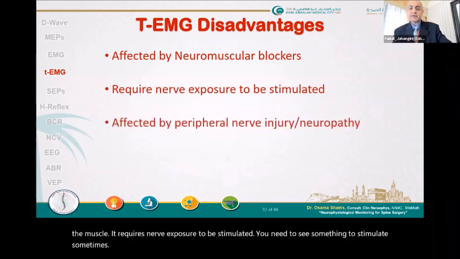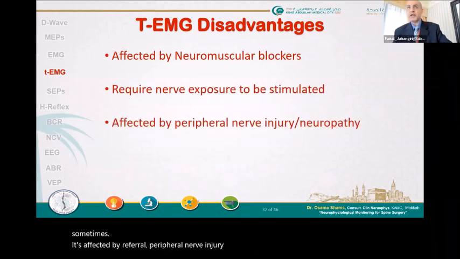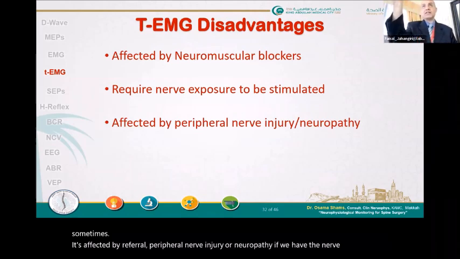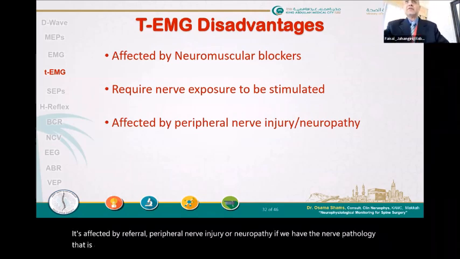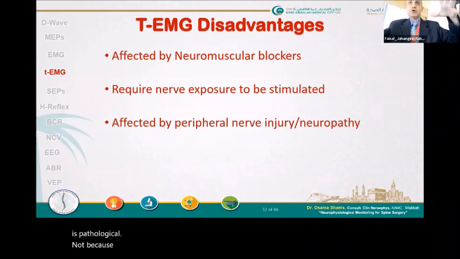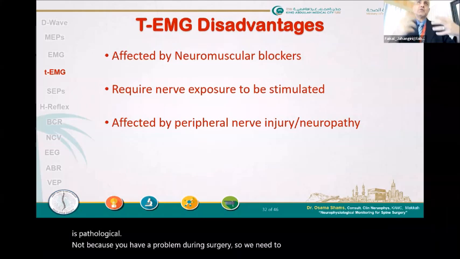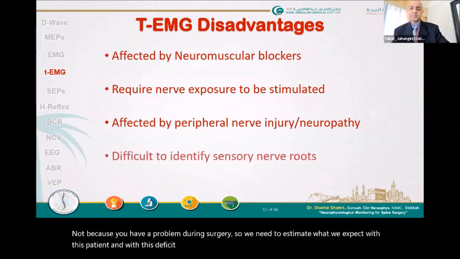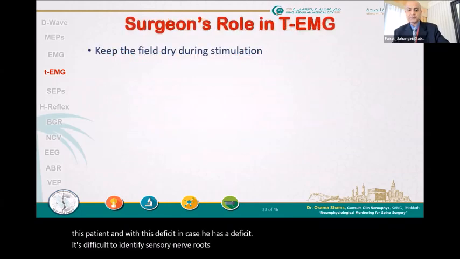It's affected by peripheral nerve injury or neuropathy. If we have a nerve pathology that is blocking the function of the nerve, if I stimulate, I will get no response because the nerve is pathological, not because you have a problem during surgery. So we need to estimate what we expect with this patient and with this deficit in case he has a deficit. It's difficult to identify sensor nerve roots, as we mentioned.